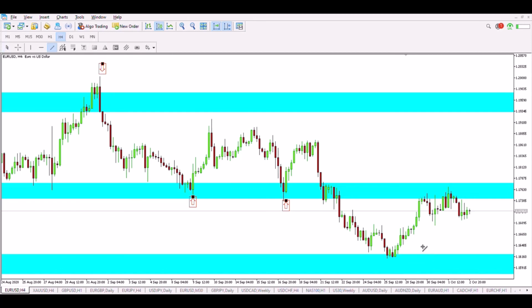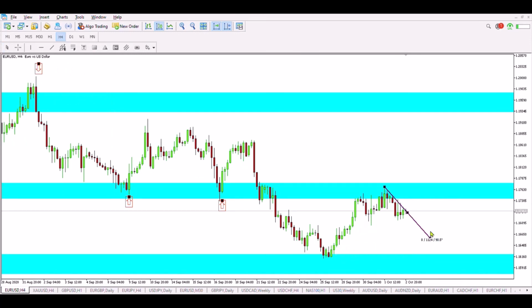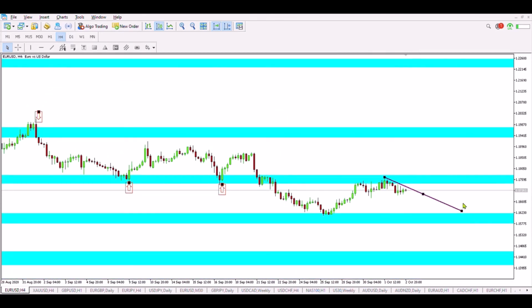Now we currently retested this support and resistance area, and my prediction is that the price here will go to the downside to the next support zone. And if we break it, what happens if we break a support zone? It becomes a resistance for the price, and we can see even a better drop to the downside.